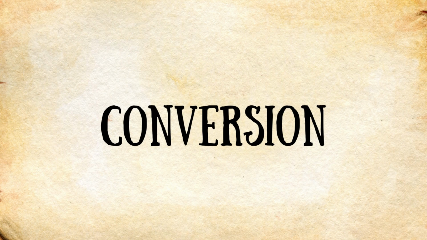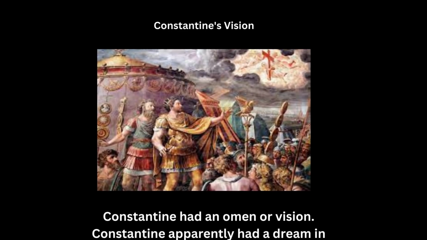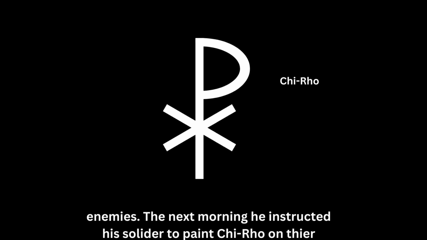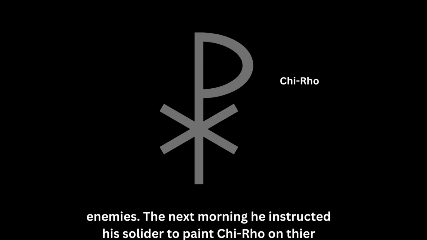Conversion. Around this time, two accounts report that on October 27th, on the eve of the battle, Constantine had an omen or vision. Constantine apparently had a dream in which he was instructed to use the sign of the cross to defend himself from his enemies. The next morning, he instructed his soldiers to paint Chi-Rho on their shields. Those are the first two letters in the sacred monogram that means Christ in Greek.